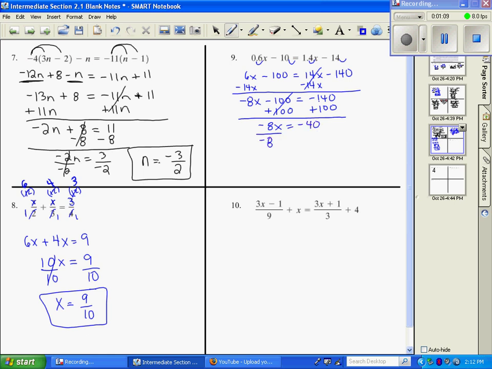Divide both sides by negative 8. If they multiply by negative 8, you divide by negative 8. So x equals 5.